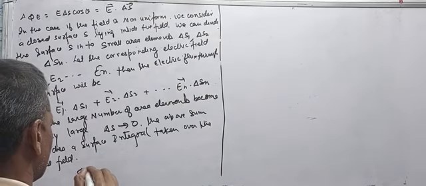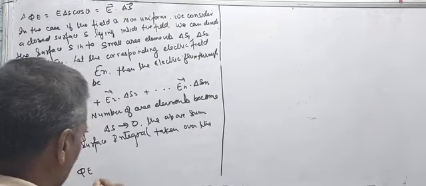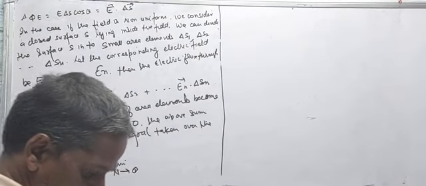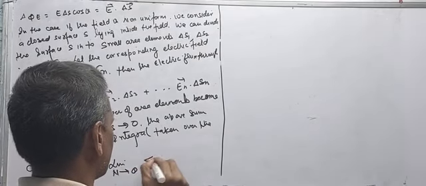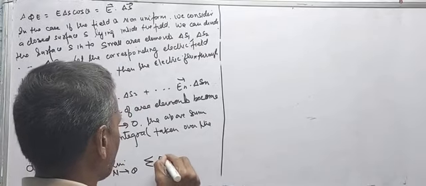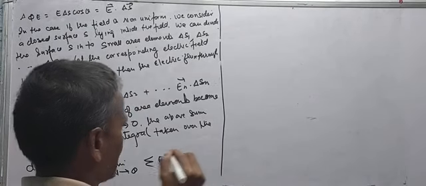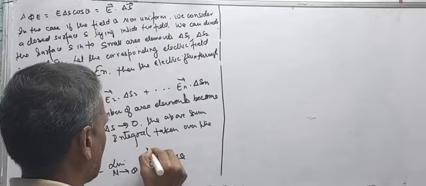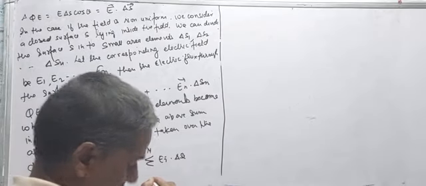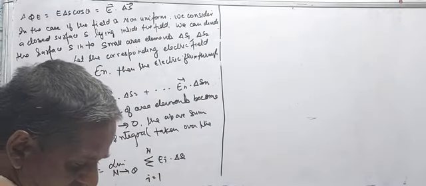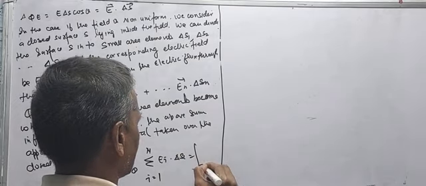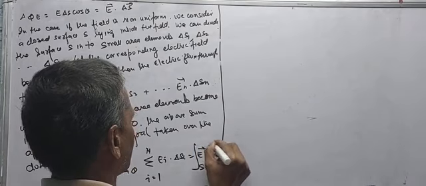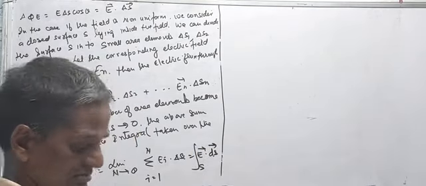Thus phi E equals the limit as n tends to infinity of the sum of Ei dot delta Si, where i stands for 1 to n, that is, the integral over the total surface area of E vector dot ds vector.